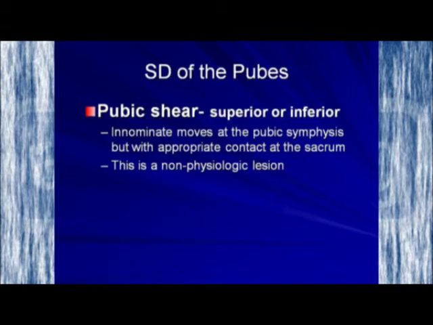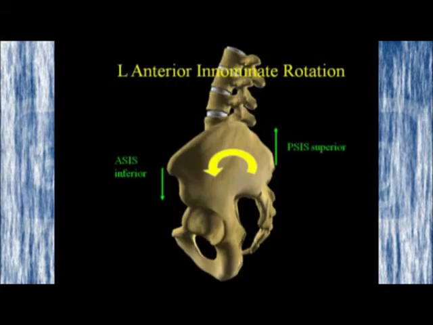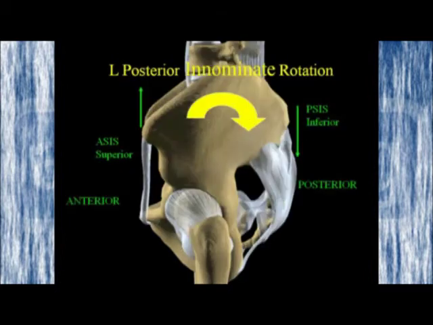But the shear is not a physiologic lesion, and those will usually be more apparent clinically. So this shows what's happening with the rotation. ASIS will be anterior, PSIS will be superior, and we'll go over this in lab a little bit more fully. If you have a posterior rotation, PSIS is inferior, ASIS is superior, so you just think mechanically of how the pelvis is rotated.